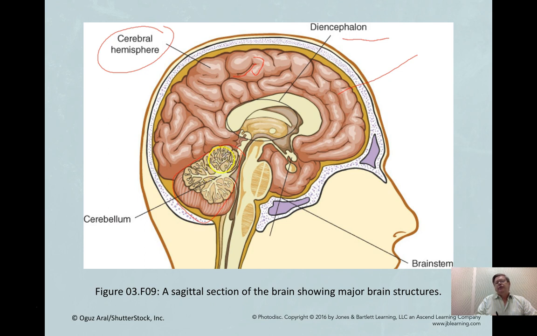This section is showing us what's called the vermis. The vermis. And that is this structure that we see inside the cerebellum. The vermis is quite a unique arrangement of brain cells.